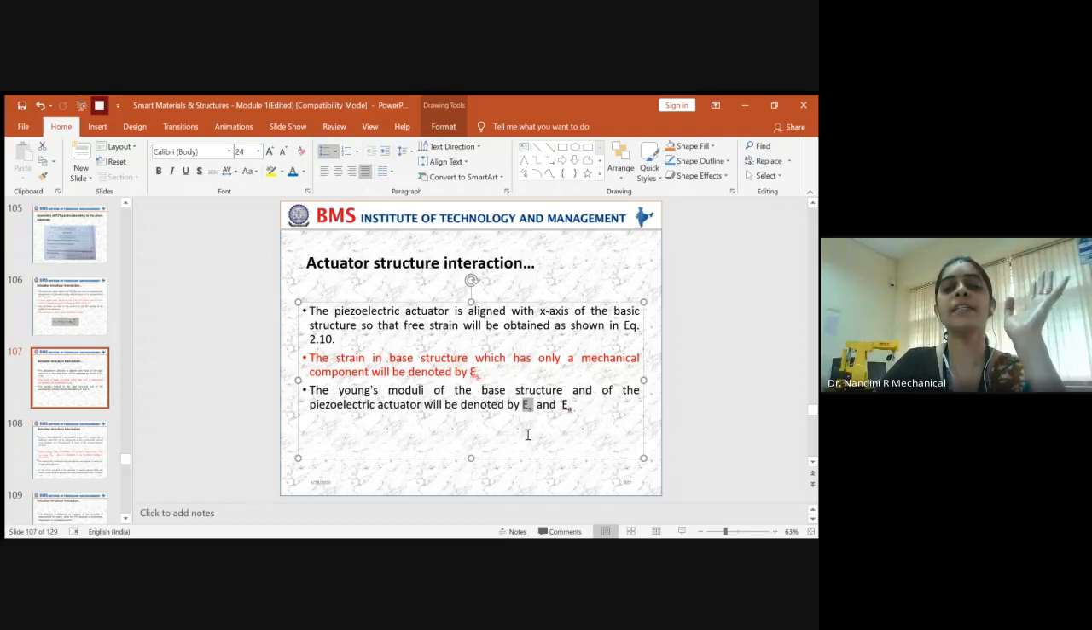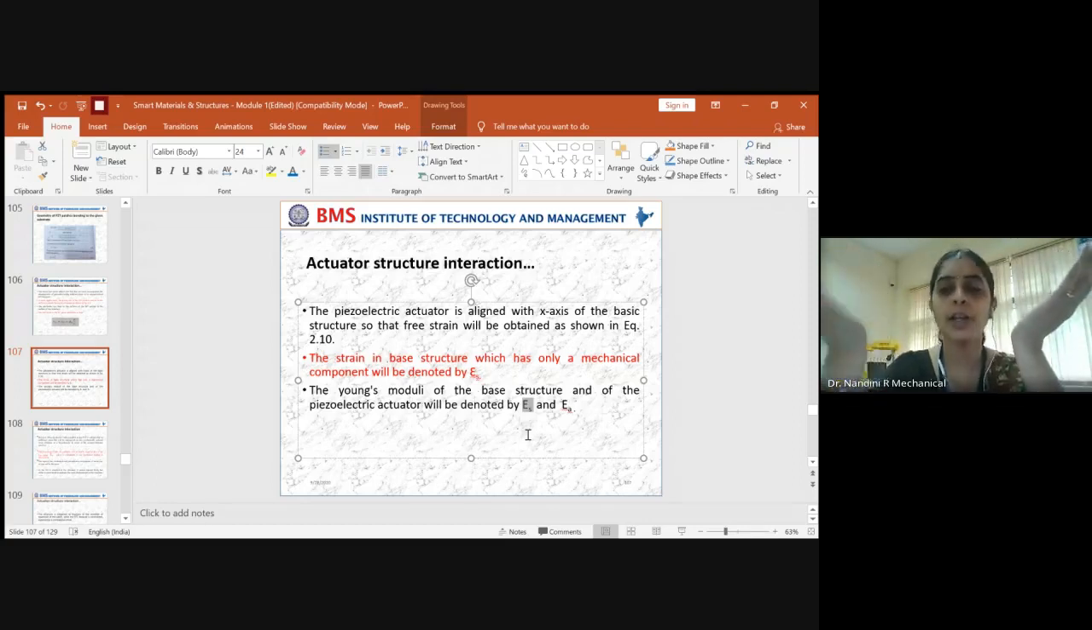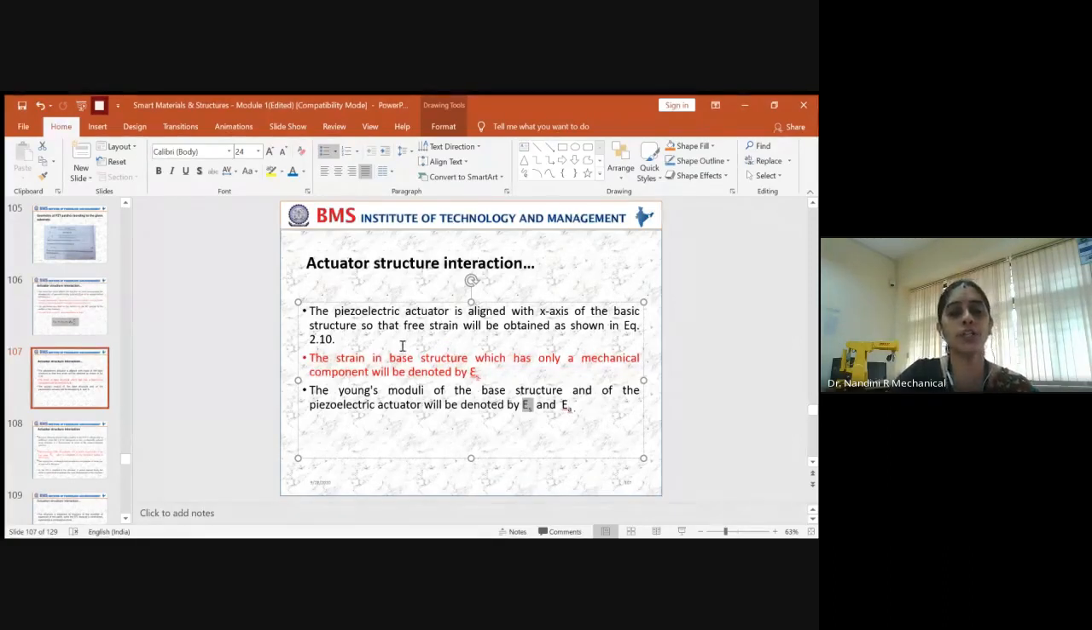Even as the strain is different for the actuator as well as the structure, even the Young's modulus will be different for both components. So all these are the thumb rules I am telling you, and how the equations of free strain could be derived with respect to these thumb rules.